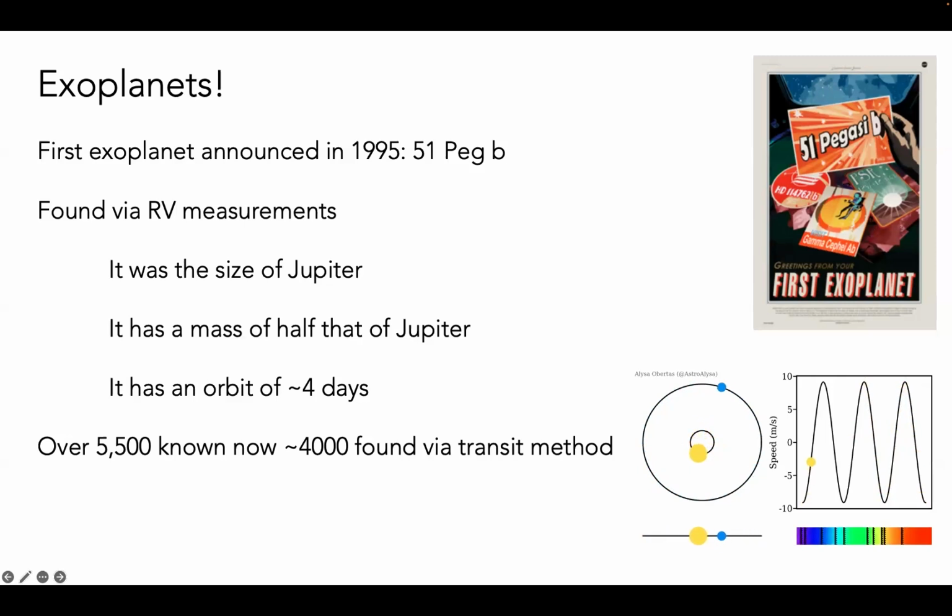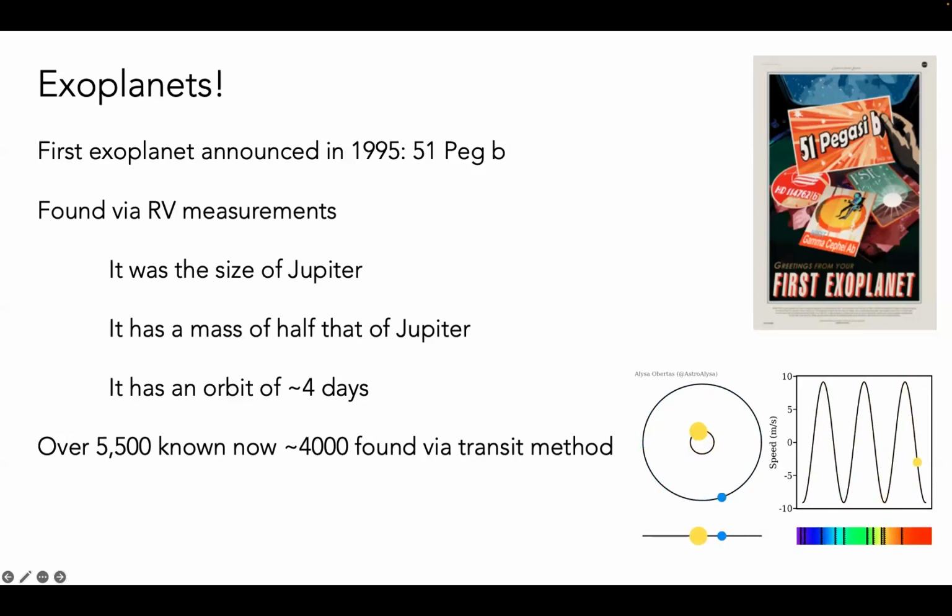Essentially, we're taking spectra of the star, not of the planet, and we're looking for the movement in the lines of the star as the planet exerts a gravitational pull on the star. The first planets found this way are defined by what could be detected, so they were quite massive. In the case of 51 Peg B, it's got a mass of half that of Jupiter, and it has an orbit of 4 days. So not like anything we have in our solar system.